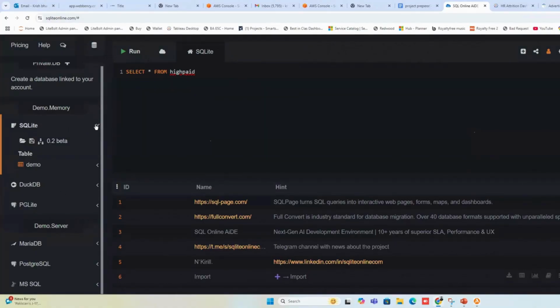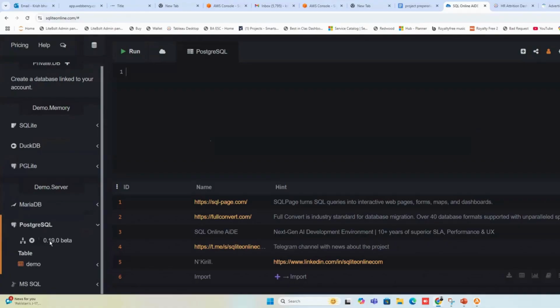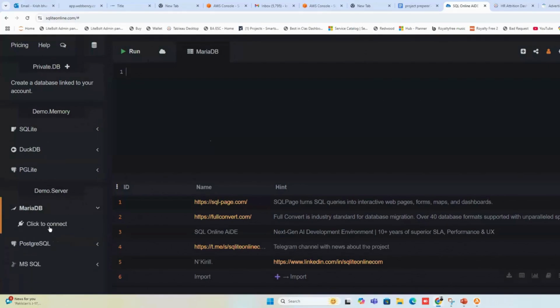Now we have different types of databases over here. We have SQLite, DuckDB, PGlite, MariaDB, PostgreSQL, MS SQL. All right. Now I'm going to use PostgreSQL. You just have to click on connect and it will connect like this. So I've connected here.